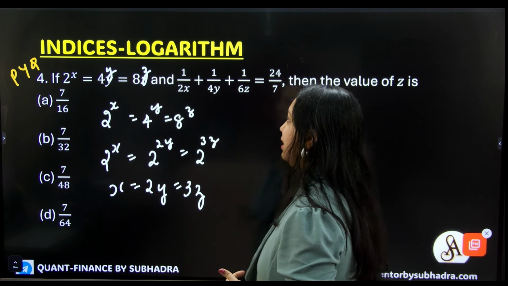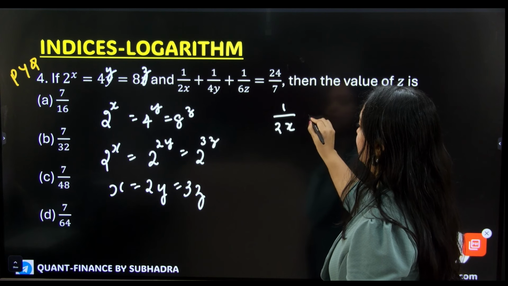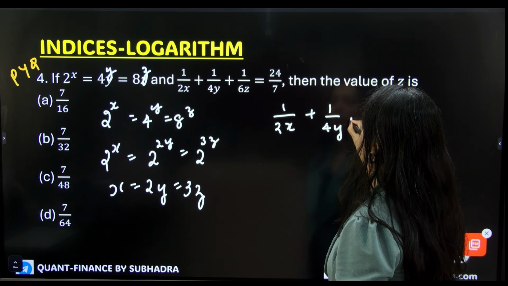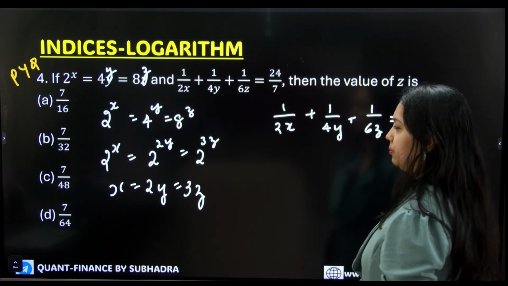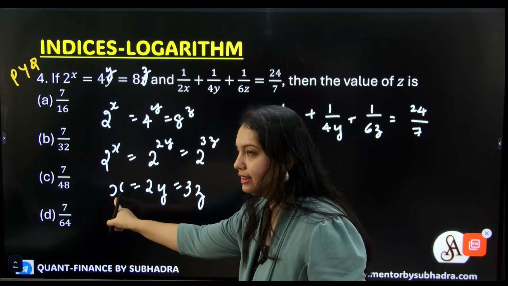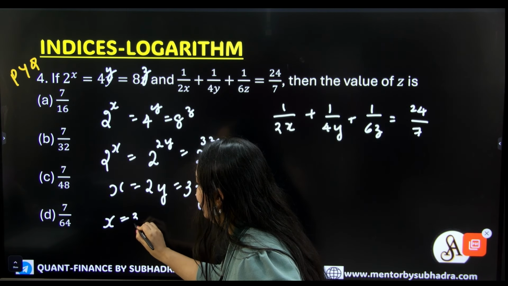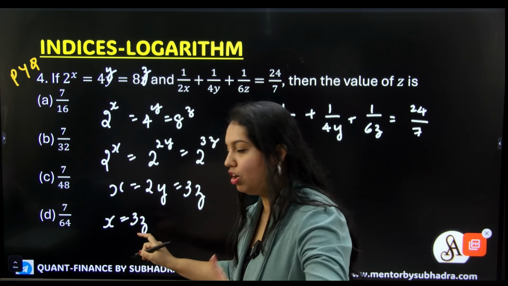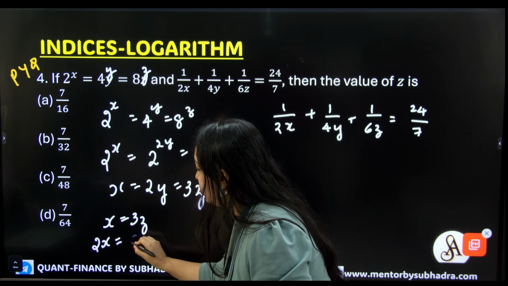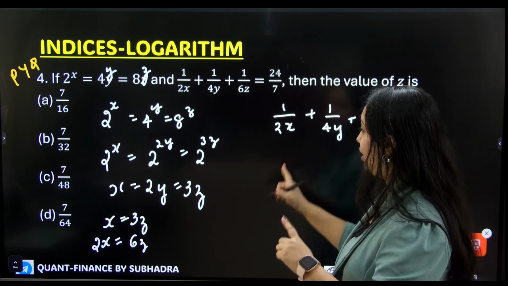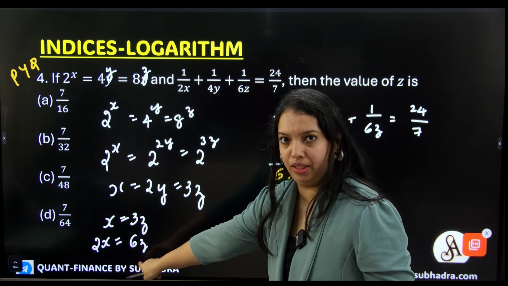Now rewrite what they have asked in the question. The expression is 1 by 2x plus 1 by 4y plus 1 by 6z is equal to 24 by 7. Let's convert this information in terms of this. If x is equal to 3z, what do you mean by 2x? That will be 2 times of this, which will be 6z. So I am replacing the denominator with 6z.